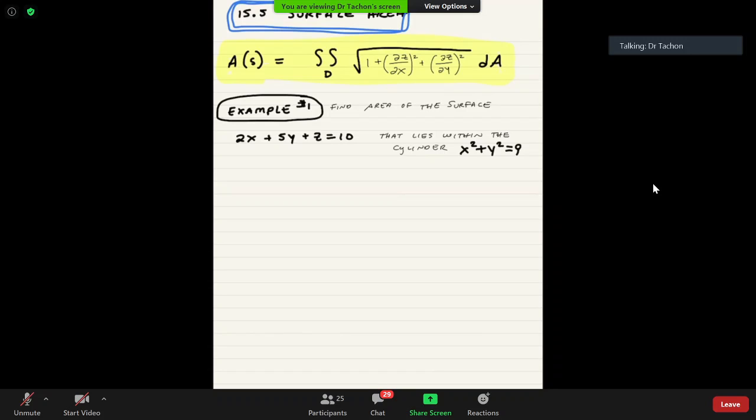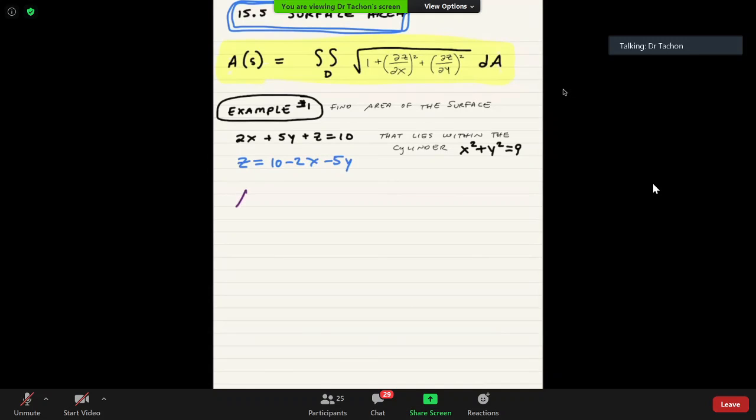I like to get z equals first. A lot of the problems in the book don't come with z equals. So here it's 10 minus 2x minus 5y. I like to write it as z equals first, because I need the partial of z with respect to x and the partial of z with respect to y. If they give you z equals, great, but most of these problems give you the equation of the plane this way. So I do that first, and then go ahead and plug it in.